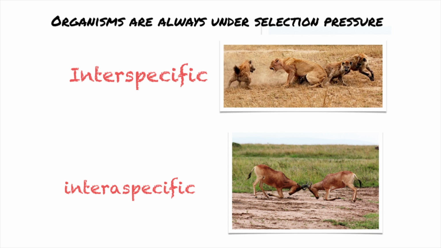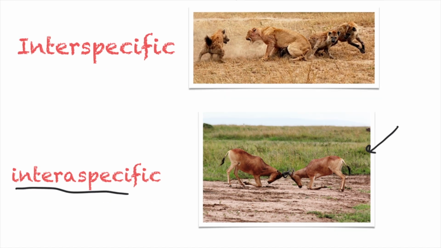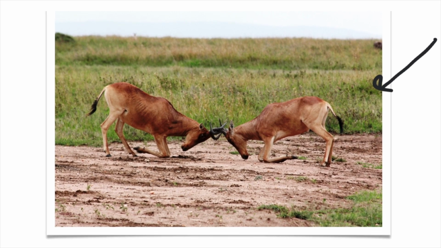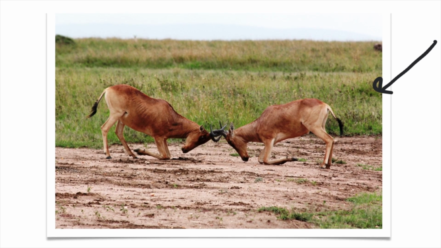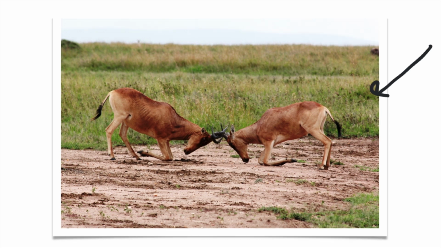These are usually called intraspecific. When it's intraspecific, this means it's interactions between members of the same species. So take a look at those two animals. These are usually males, and they are competing to breed with a female. The one that is better fit, the one that is more adapted, is the one that would be able to pass its DNA to its offspring.